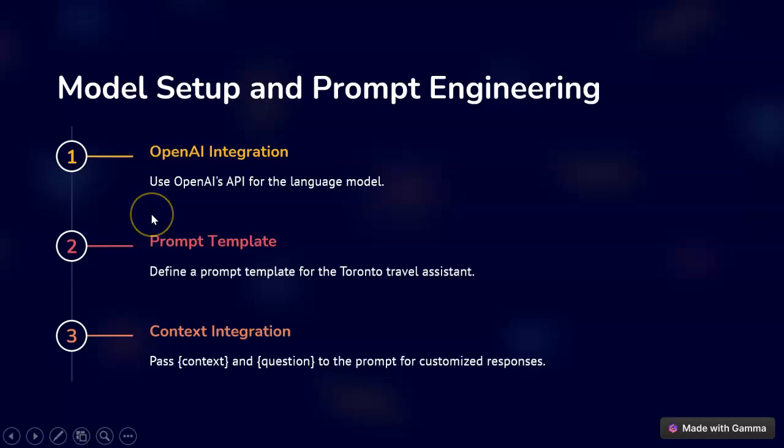The model setup and prompt engineering part contains three stages. First, we need to create an LLM variable using the OpenAI API. Next, define a prompt template for the travel assistant, and finally pass context and question to the prompt for customized responses.